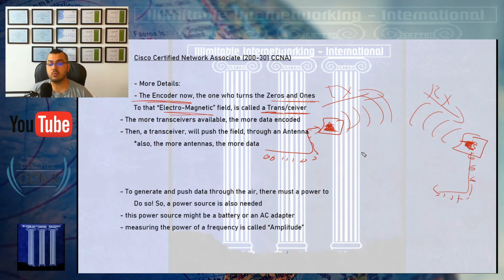So also, you can imagine this same device, your mobile device, is sending and receiving data, using the same transceiver, that's it. So it will definitely be the same identical component at point A and point B, because it will transmit and receive the electromagnetic field or the waves. So it will be called a transceiver. The more transceivers available inside one device, inside one access point, one wireless controller, one mobile phone, etc., the more data that can be encoded.